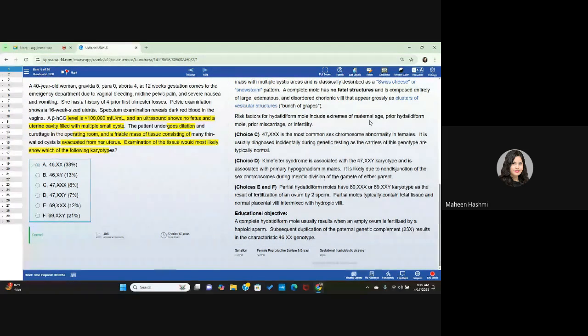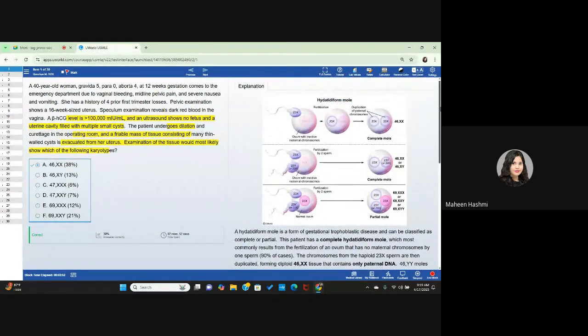All right, and partial mole. So we know the partial mole is the incomplete mole. And why is it an incomplete mole? Because the normal egg gets fertilized by two sperms, and that is why you have a karyotype of 69 XXX, 69 XXY. It can be anything. Fetal parts are also present, and it can also be an invasive mole.